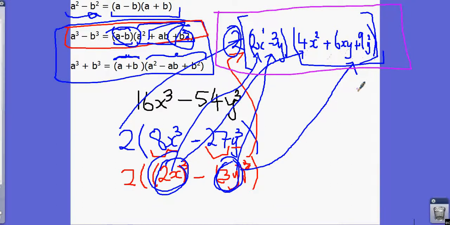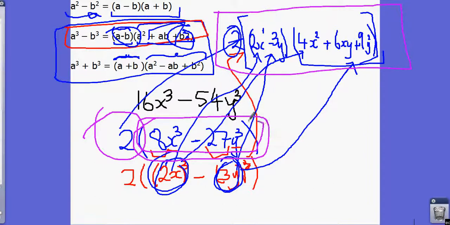So a few things to remember. The first thing we always do is take out the common factor, and then we can apply the various rules, the various tricks, the various expressions that we've learned off by heart or that we know how to do.